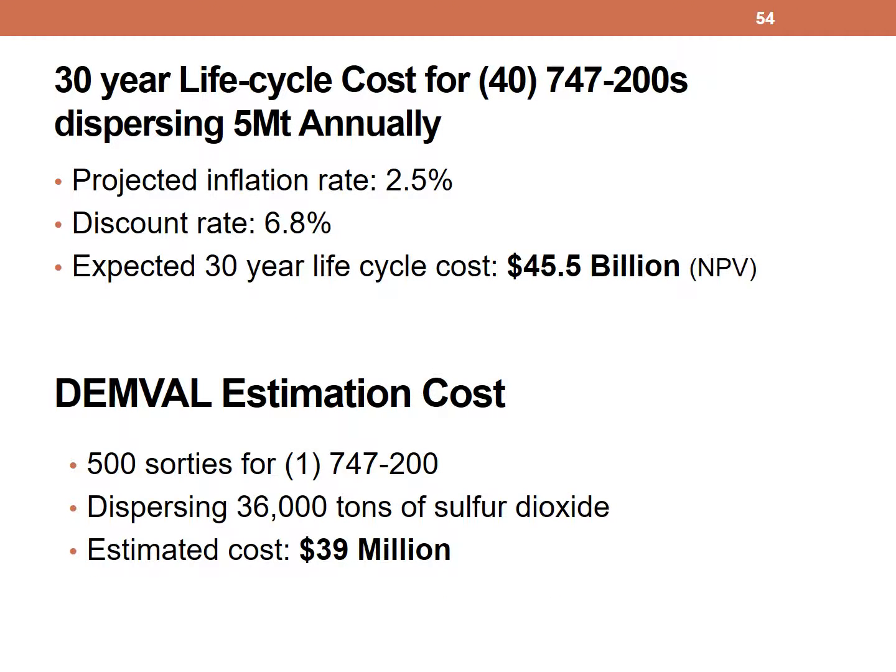Conducting a 30-year life cycle cost for a fleet of 40 747-200s, dispersing 5 million tons annually, with a projected inflation rate of 2.5% and a discount rate of 6.8%, the expected 30-year life cycle cost is $45.5 billion. For the demonstration and validation estimation cost, for conducting 500 sorties for one 747-200 and dispersing 36,000 tons of sulfur dioxide, the estimated cost is $39 million.